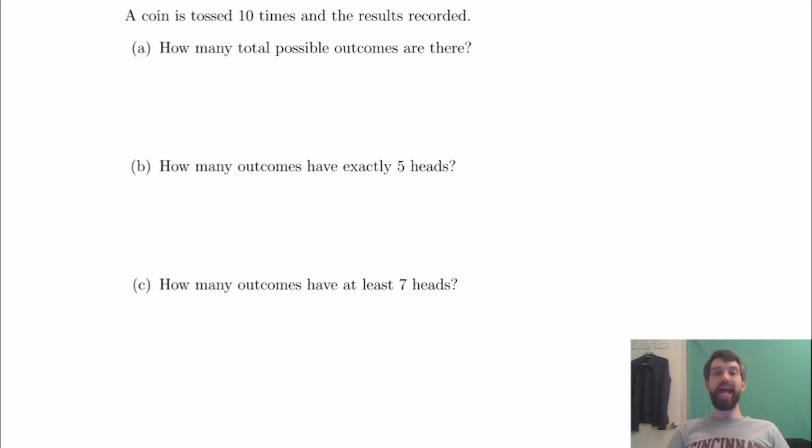A coin is tossed 10 times and the result is going to be recorded. So how many total possible outcomes are there going to be? Well, in this case, there's two possibilities for every flip. It's either heads or it's tails.